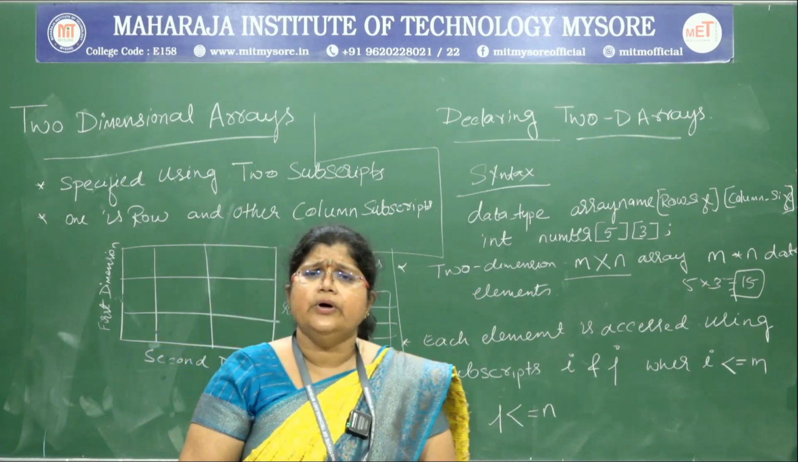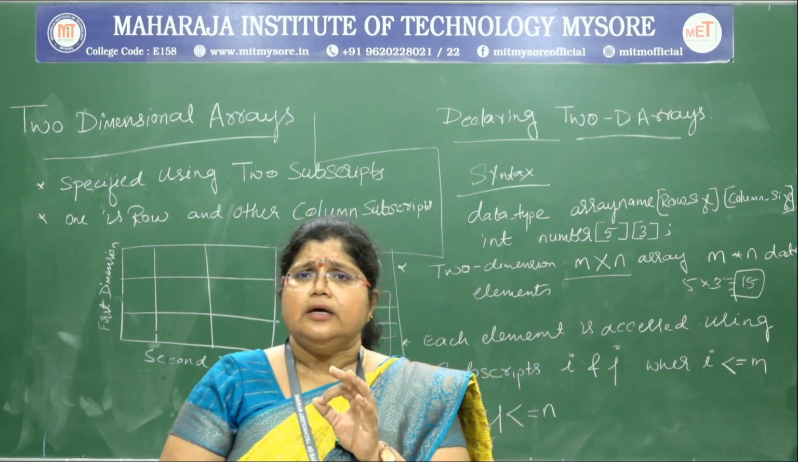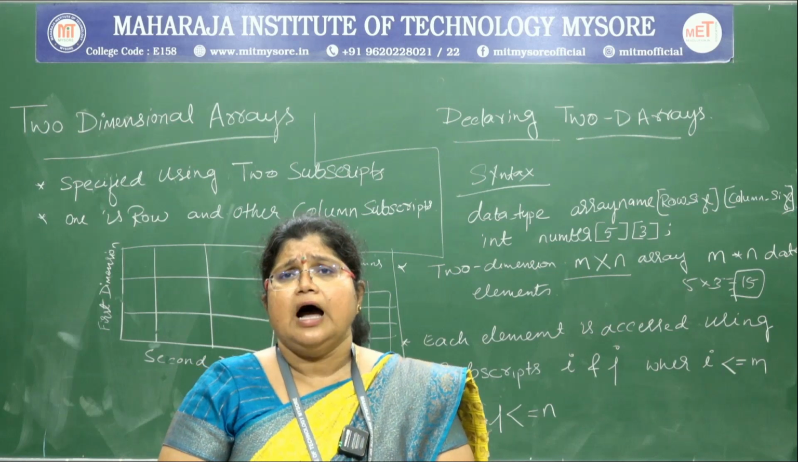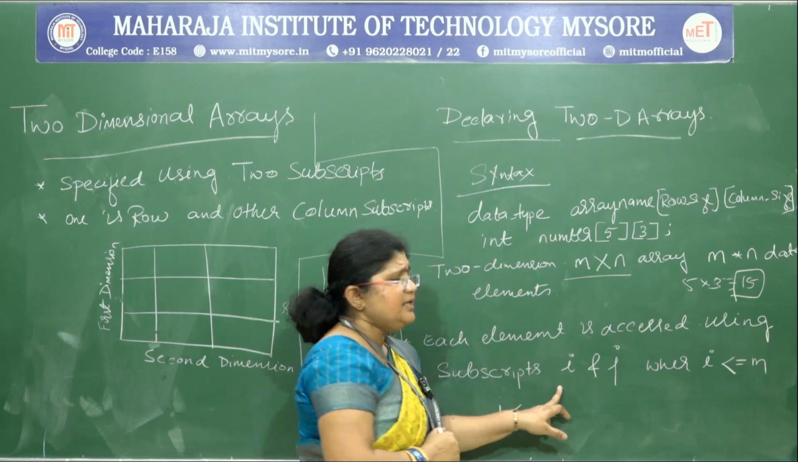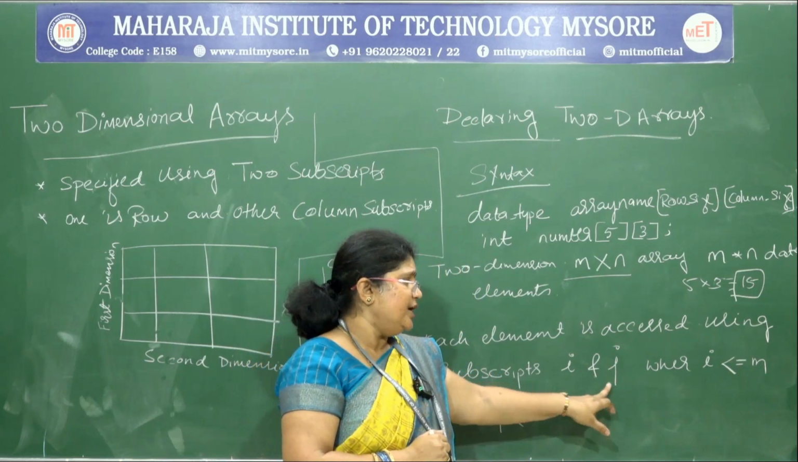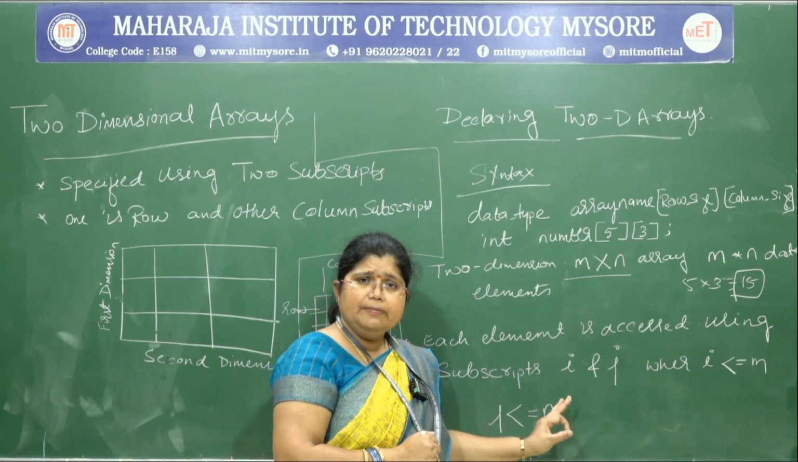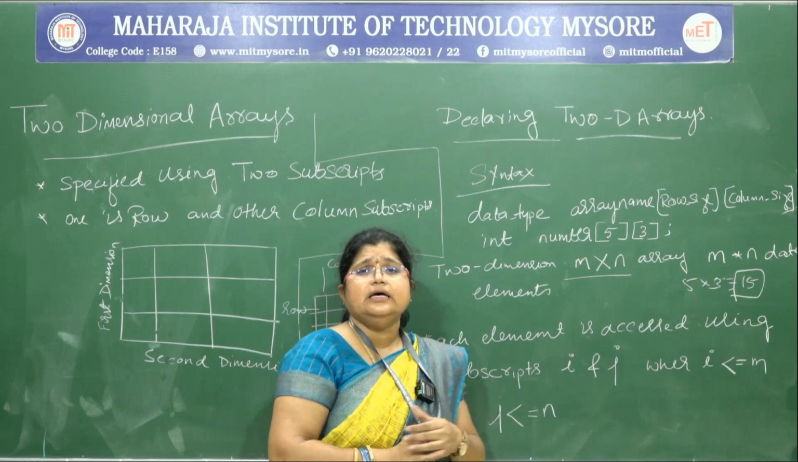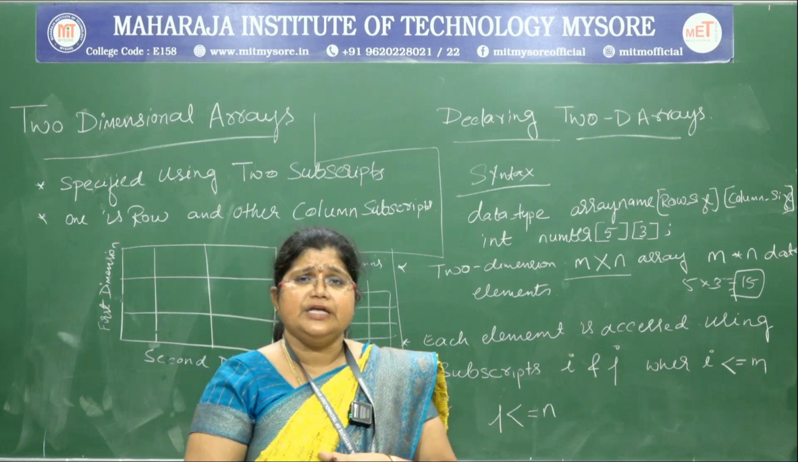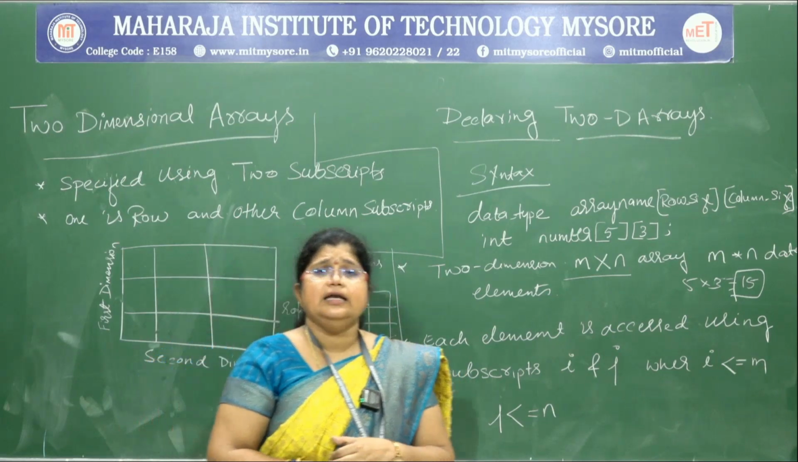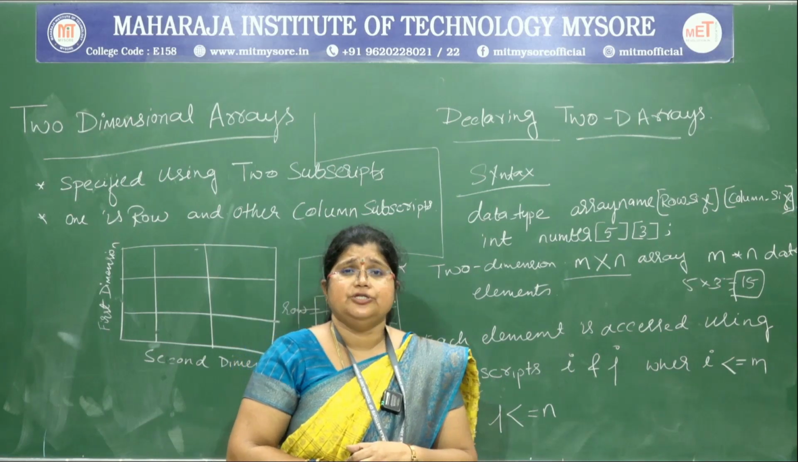We always access the two dimensional array elements by using the subscripts of that array element. The array element is represented by two subscripts i and j, where i represents the subscript of the row and j represents the subscript of the column. So, there are m cross n data elements stored in a table, that is in memory, in a two dimensional array.